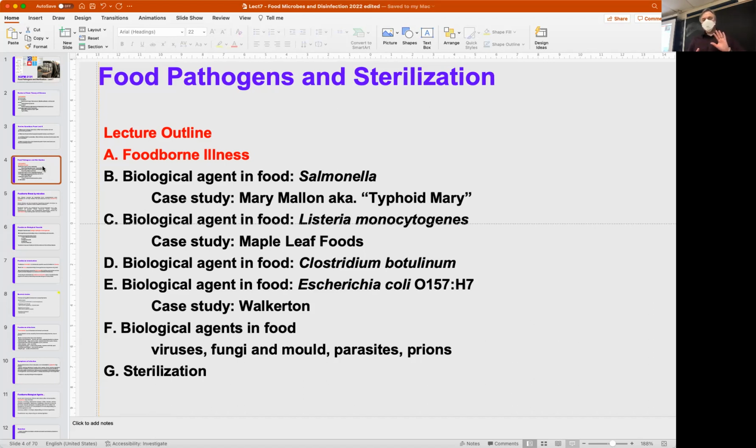Parts of this lecture, I might just go over very, very quickly. For example, the part that was viruses, mold, parasites, prions, you've already covered in an assignment for me. So that was done before break. I've removed that from the lecture totally, and then we'll talk a little bit about sterilization at the end.